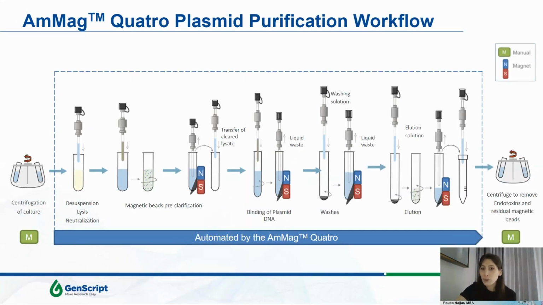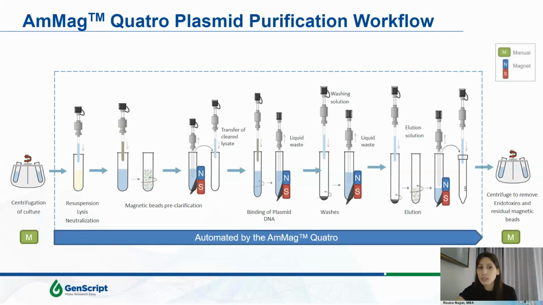This is the workflow. I'm not going to go into this, of course, for the time, because we're limited with time on this webinar. But really what you're seeing here, everything in blue, that has a blue rectangle around it, that's completely automated using the EMMA Quattro. So basically the steps that are manual are outside of the blue line, which is centrifugation of your bacterial culture.